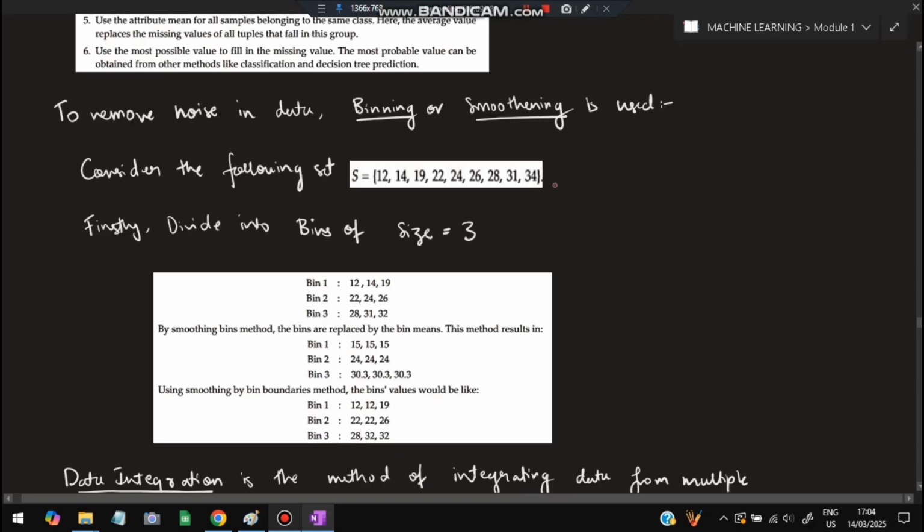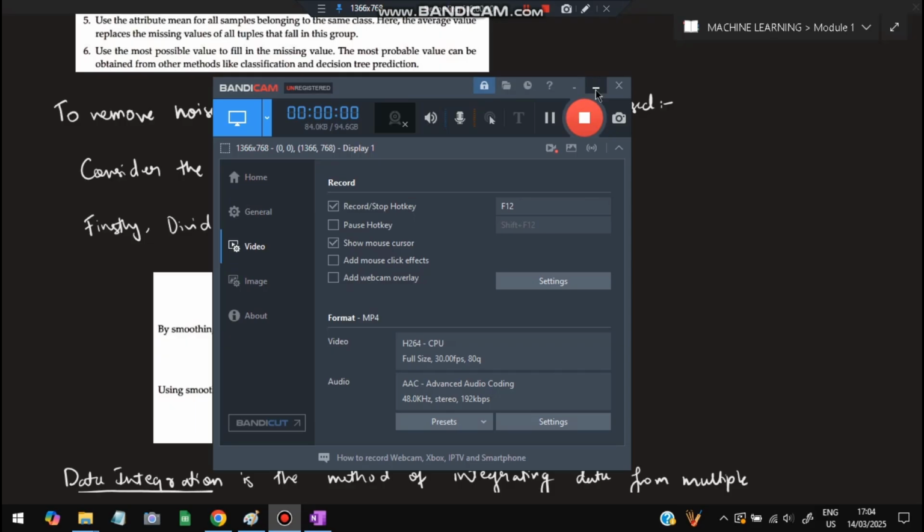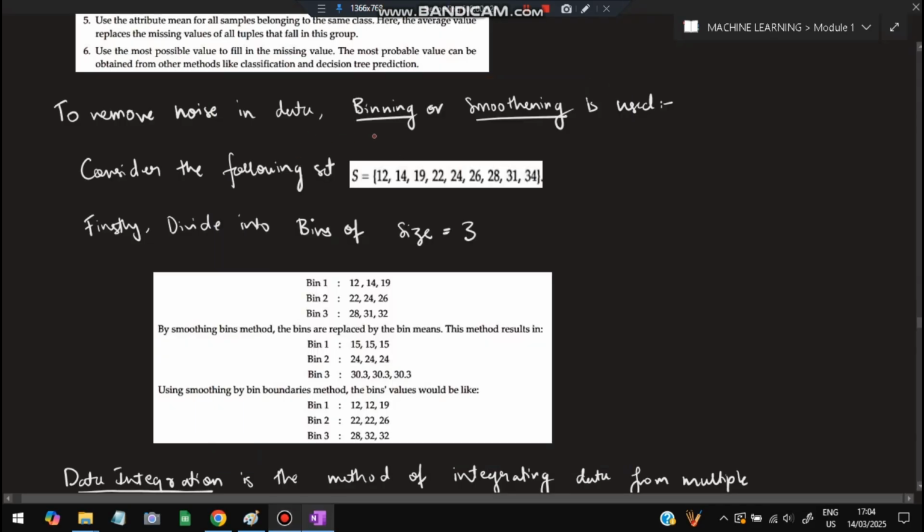Sometimes there can be noise in the data. Noise means useless values. If you're listening to a podcast and someone behind is screaming, that screaming is noise. You have to ignore the noise. How can we do that? In order to ignore the noise, we'll be using two methods, binning and smoothing. Let's understand what they are.